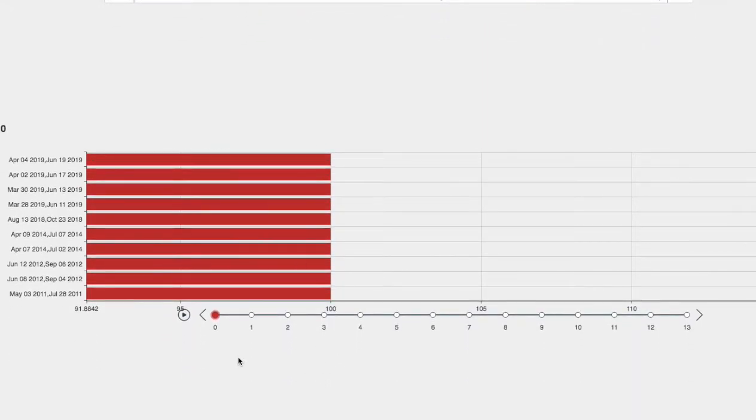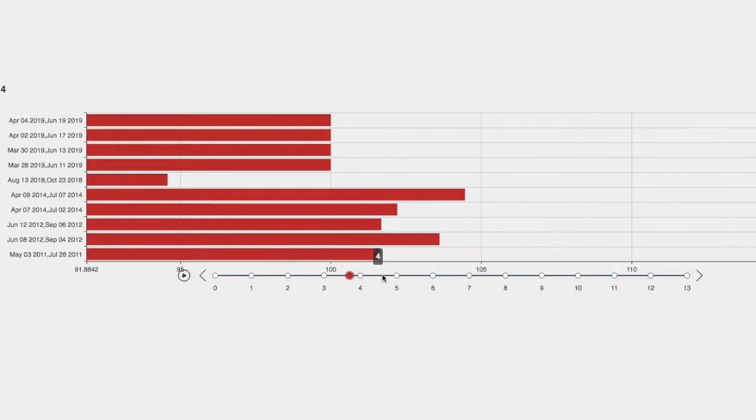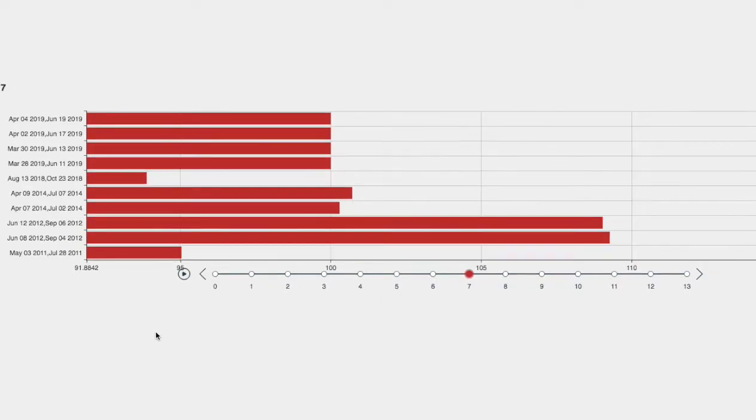I'll go day by day where gold miners junior or gold miners ETF went to back in 2012. So 1 day out, 2 days out, 3 days out, 4 days out, 5 days out, 6 days out, 7 days out. Back then, gold miners was, let's see, up around 9%.